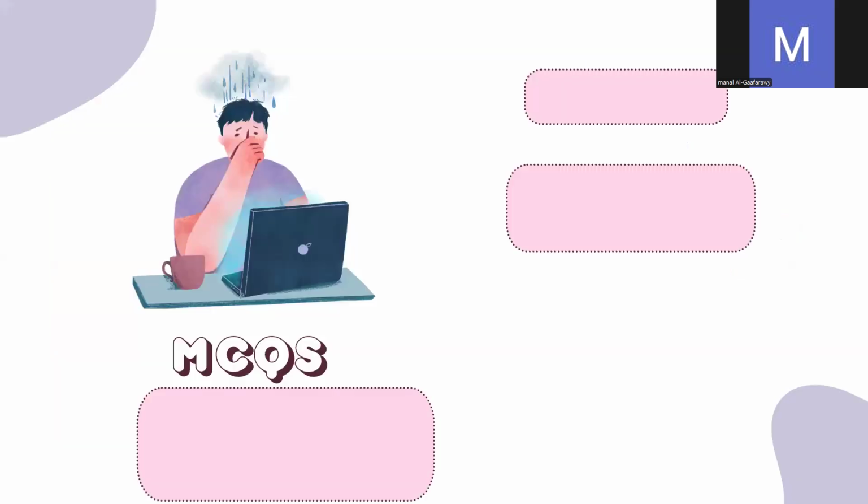Okay, moving to another popular type of question that we frequently use, whether in quizzes or tests. And this type of question is the MCQs or the multiple choice questions. So the question is, are those types of questions easy or difficult? So what do you think?